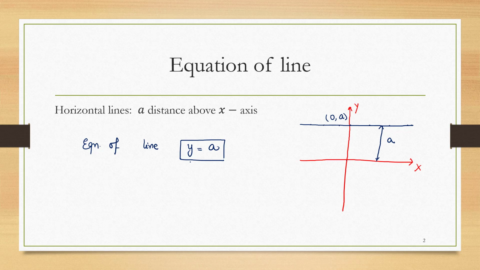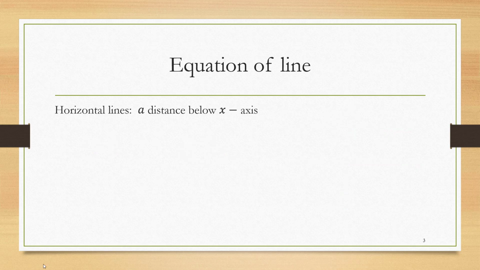Next, now we do a distance a below x-axis. Let's see. Again, this is x-axis. Let's draw y-axis. If we are talking about a distance below x-axis, that means it is something like this. This is the line, horizontal line, which is a distance below x-axis. Now, this is the negative side of y-axis and this distance is a. That means the coordinates of this point are (0, minus a).